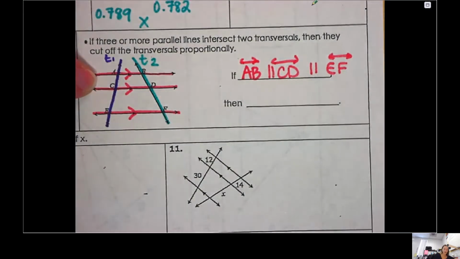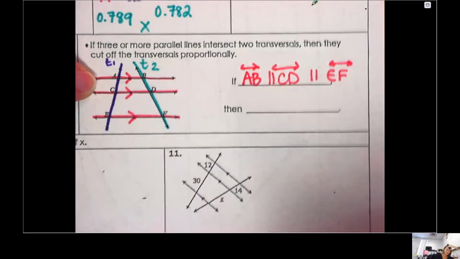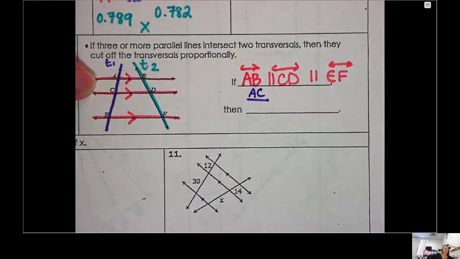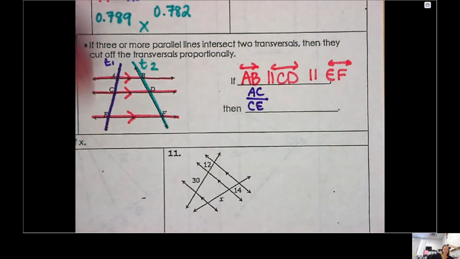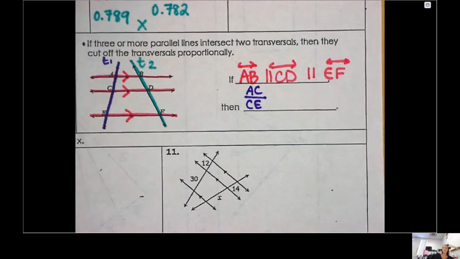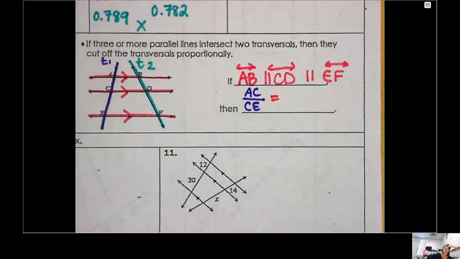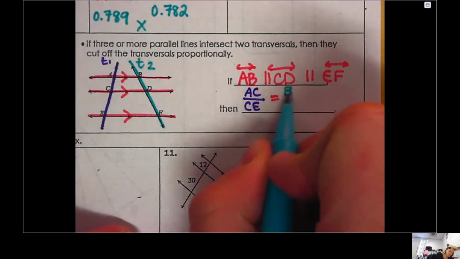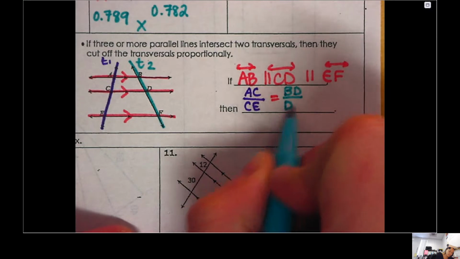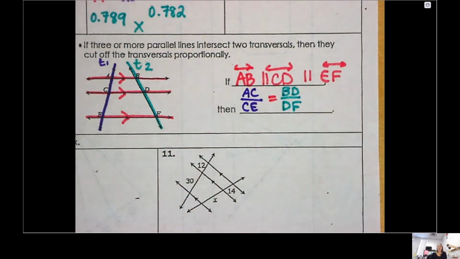up transversal 2. So on transversal 1, my first piece is A to C. My second piece of that transversal is C to E. So those are the 2 pieces that make up my first transversal. Those should be equal to BD and DF. Perfect. The other 2 pieces that make up my second transversal.